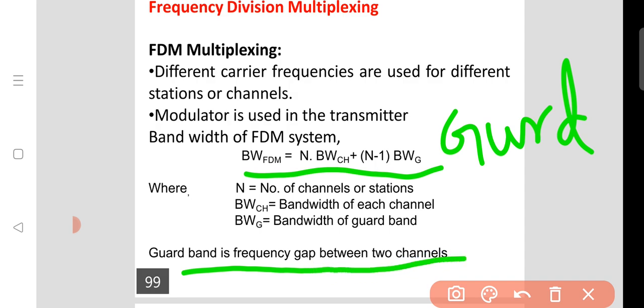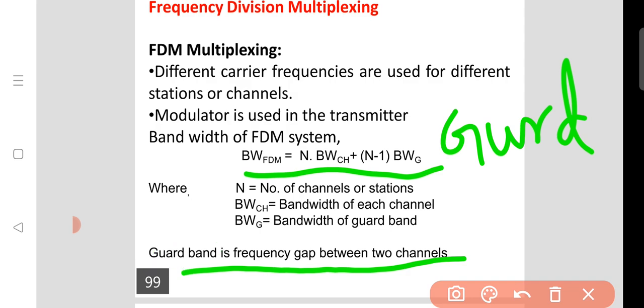It means the gap between two adjacent channels. The different channels travel in parallel in a spectrum. In that spectrum there is a small gap between two channels in order to avoid interference between the channels. That is why the guard band is accommodated.